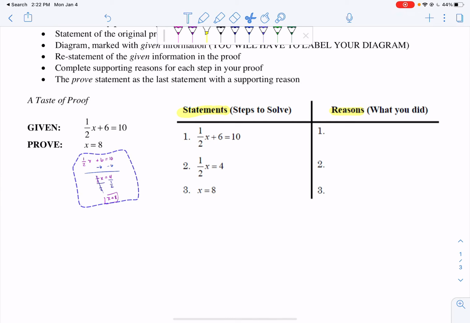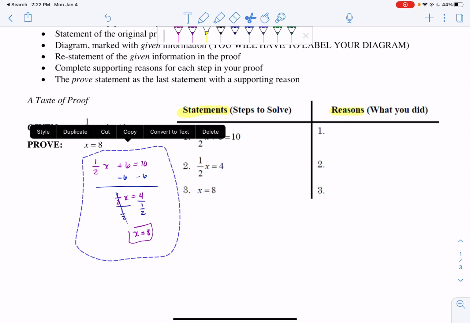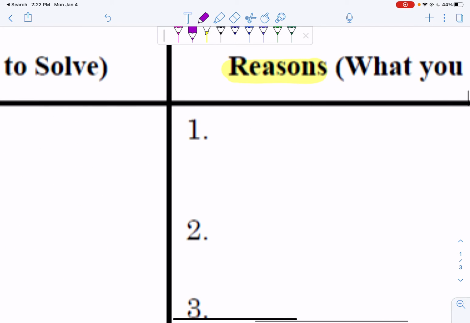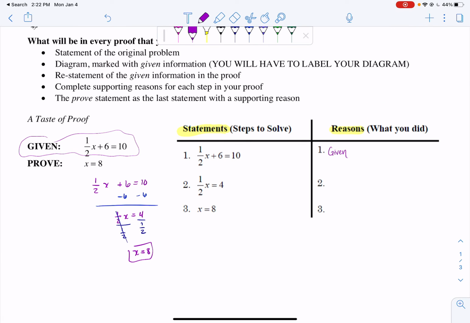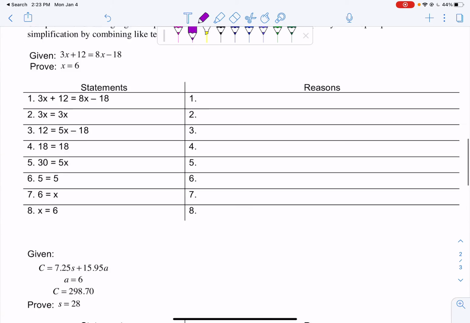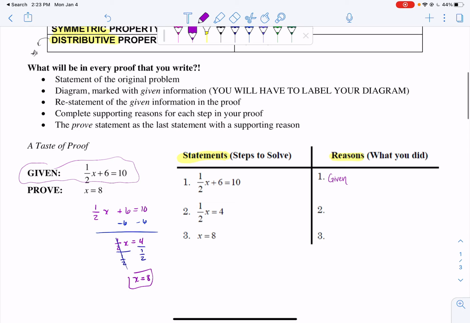So if you look, my first statement is 1/2 x plus 6 equals 10. If you look, that is given to us. So all we're going to write down is given. You don't have to write anything else. You just write given. Now, this proof skips some steps. When you go to our next page, you're going to see that I have every single step in there. But for this proof, we skipped a step. And we're going to go over that step on the next page.